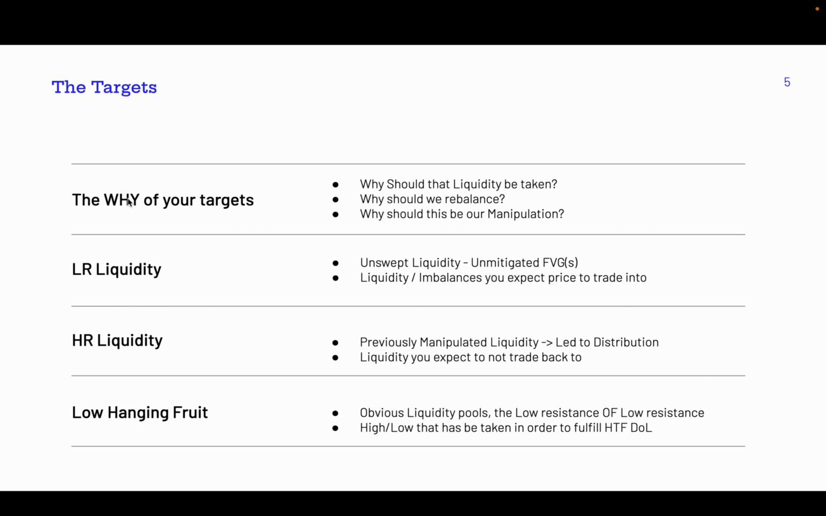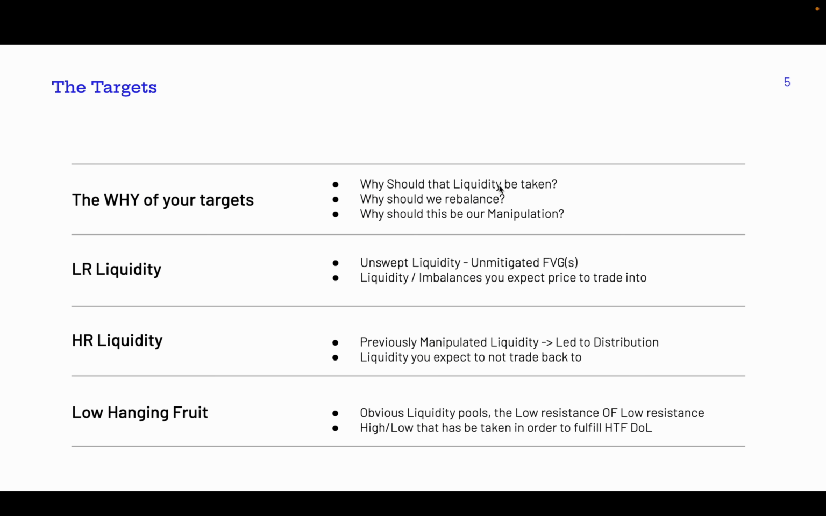Next up, we got the target, starting with the why. This is the logic of price. Why should that liquidity be taken? Why should we rebalance? Why should the low that I'm saying is our manipulation be our manipulation? This one is where most people get it wrong. It's really just understanding market moves. But why should that liquidity be taken?